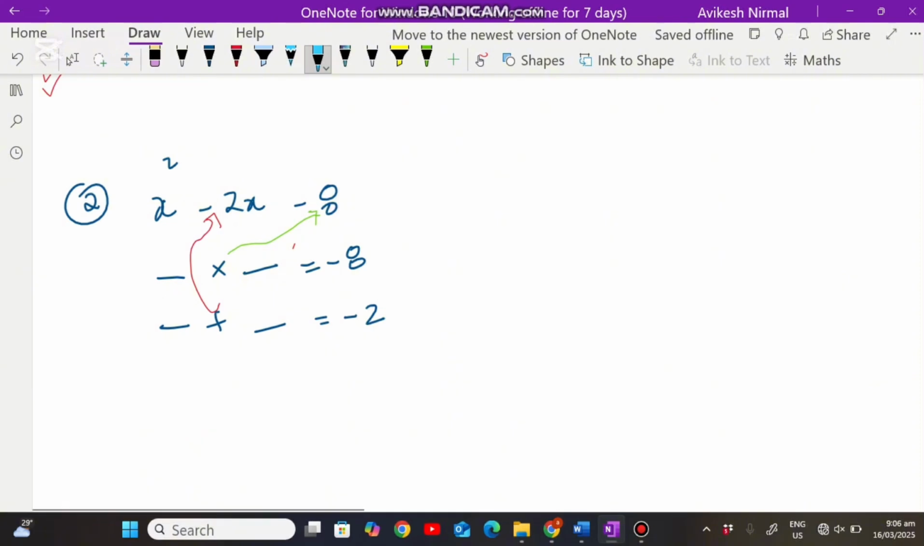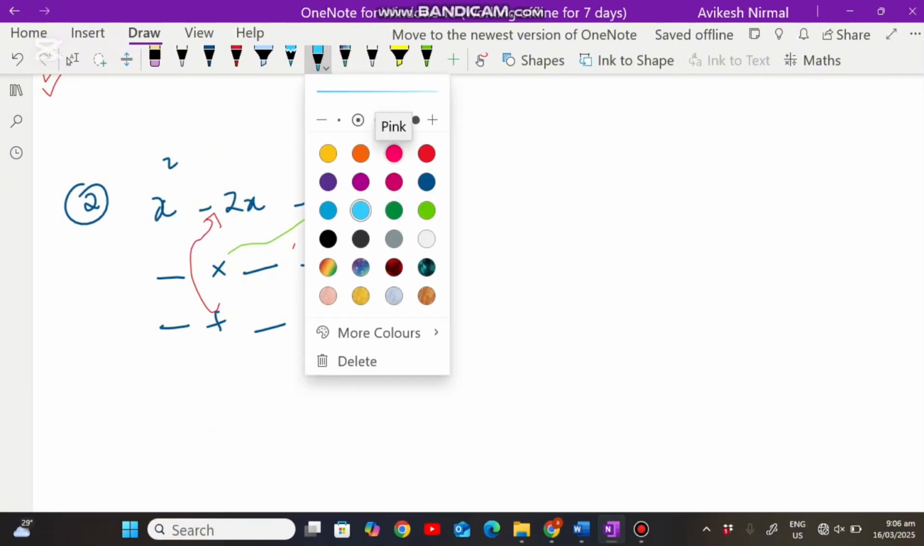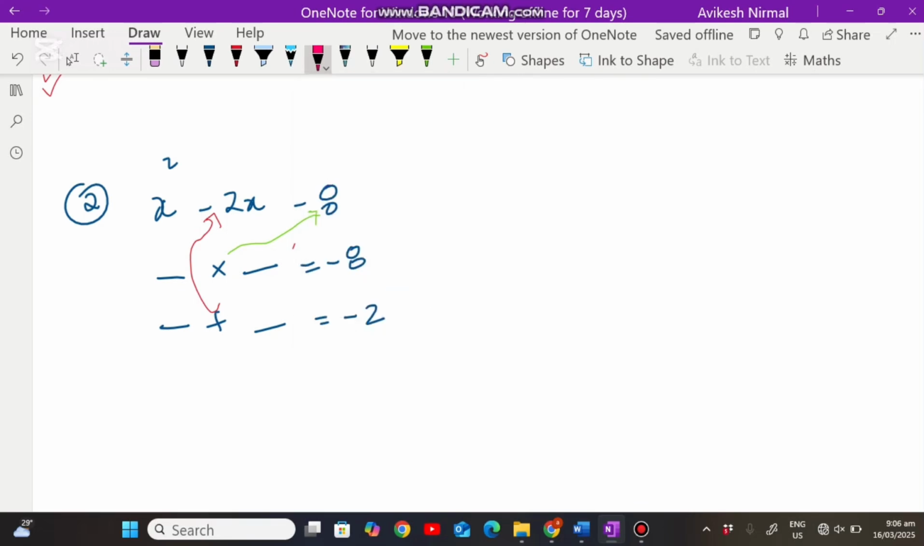Alright, so what are the two numbers here? Let's say 4 times 2 gives me 8, and 4 plus 2 will give me 6, not minus 2. But if I add a negative here, I'm going to get minus 8, and negative 4 plus 2 will give me minus 2. So this is a way which you can always check.